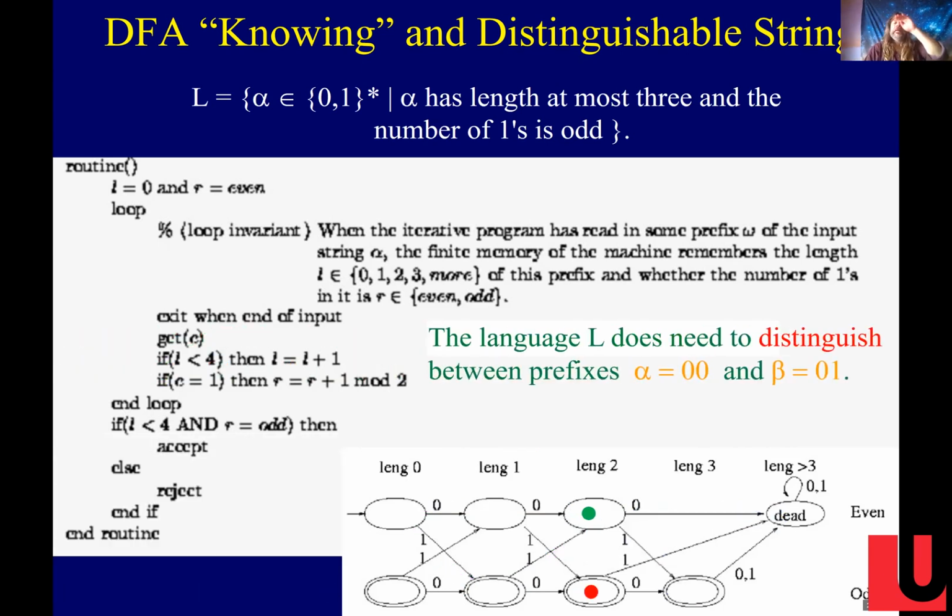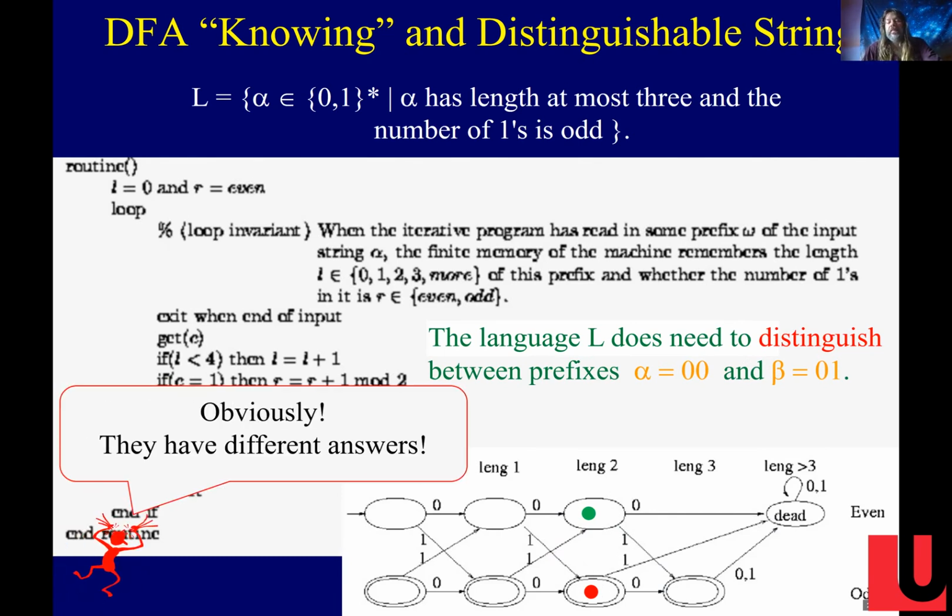All right, so now let's try a different example. In this example, 0, 0 and 0, 1, I say they need to be distinguished. One ends up here, 0, 0 and 0, 1, and they have different answers. So clearly they need to be distinguished by the language. The language says yes for one of them and no for one of them.